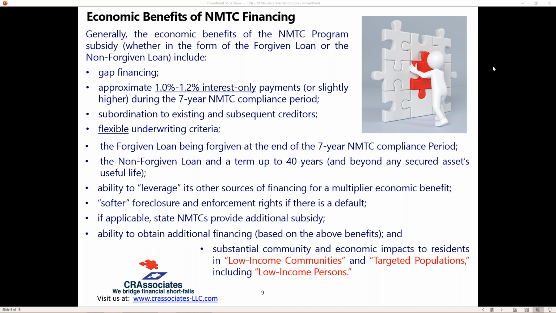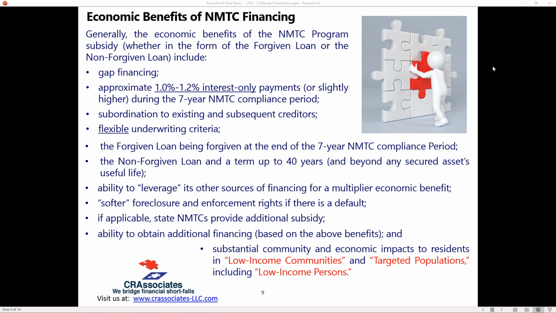However, this equity can often be withdrawn soon after the closing. One of the most significant benefits is that the program permits the borrower to leverage its other sources of financing for a multiplier economic benefit, which is discussed in part 2 of our detailed webinar. Moreover, there are softer foreclosure and enforcement rights if there is a default.